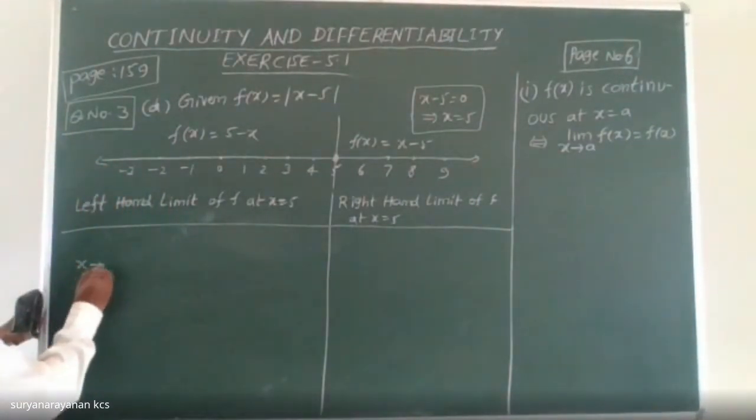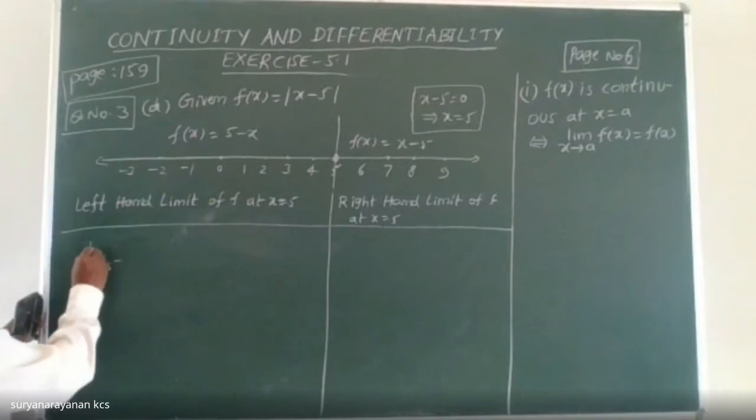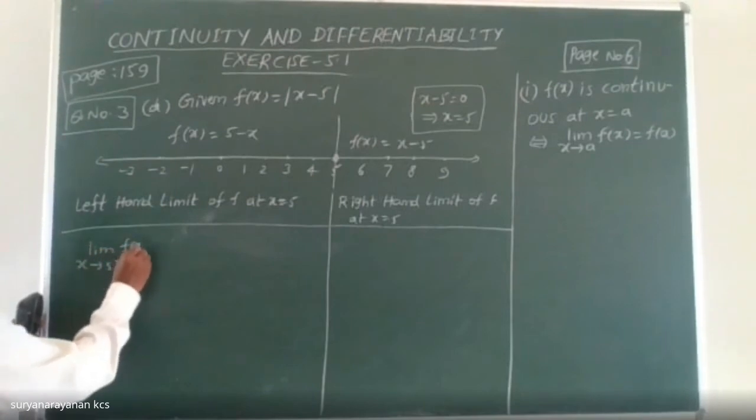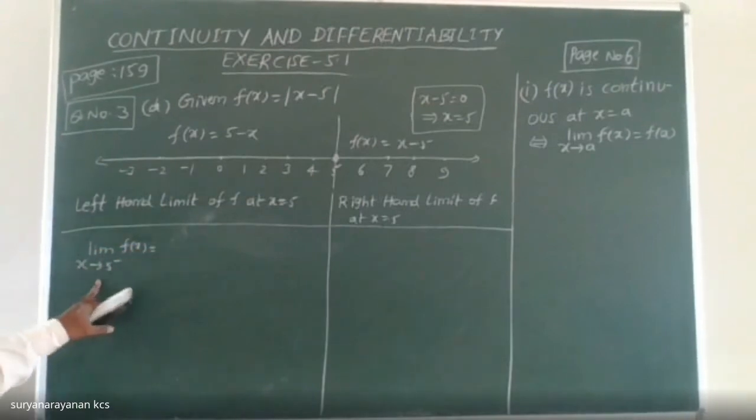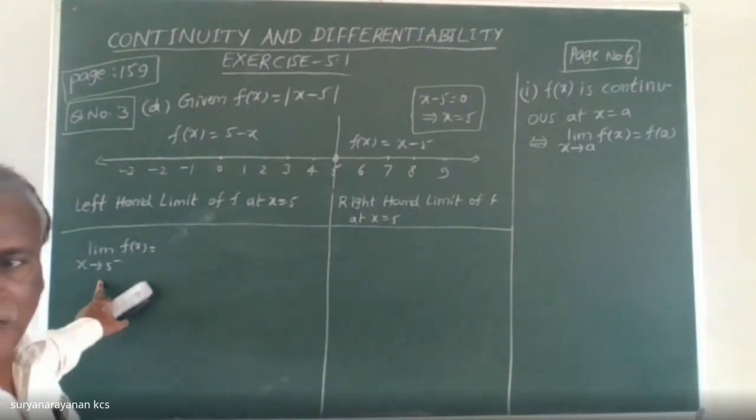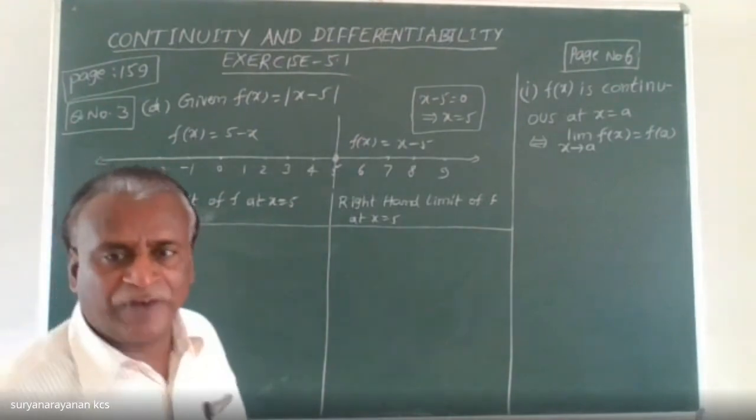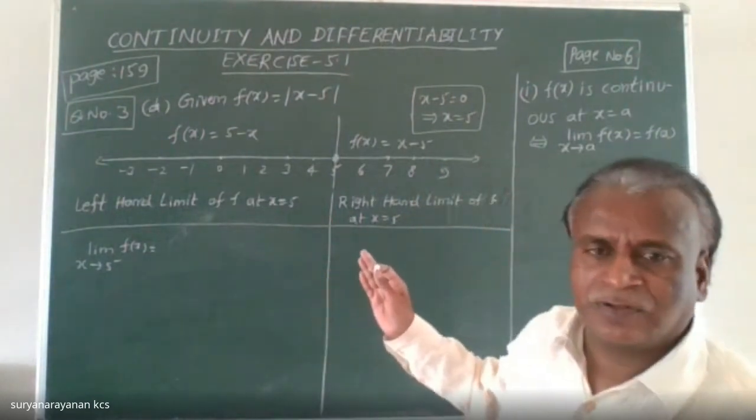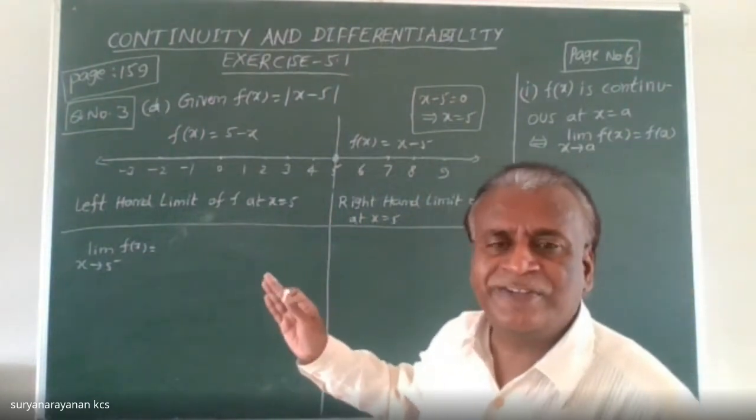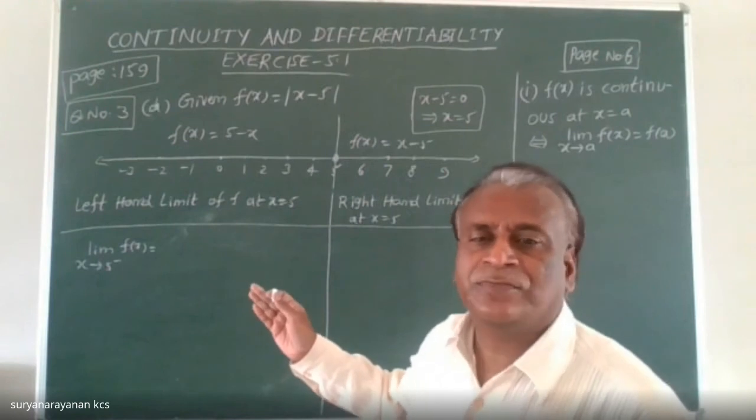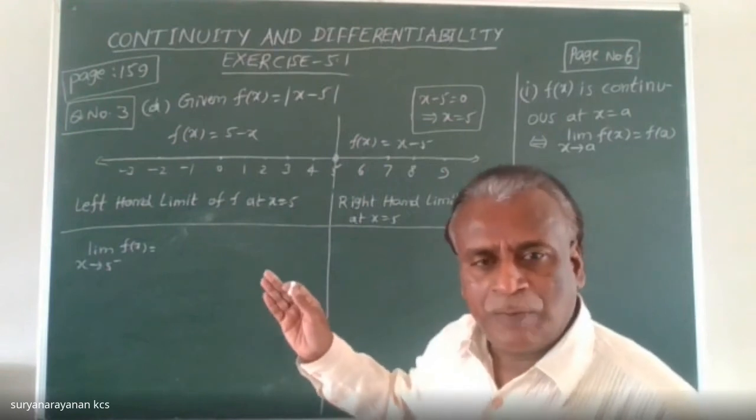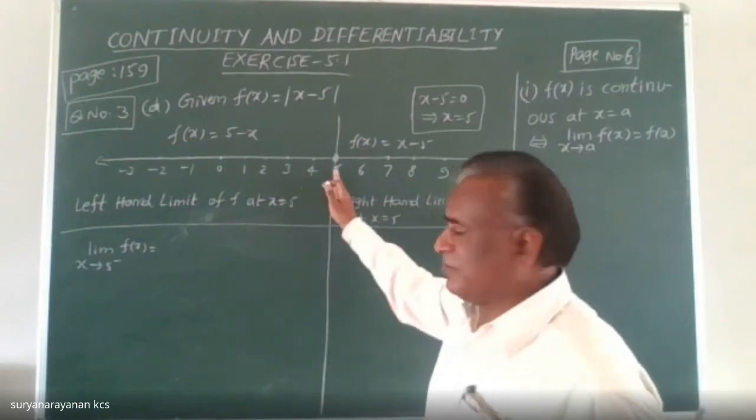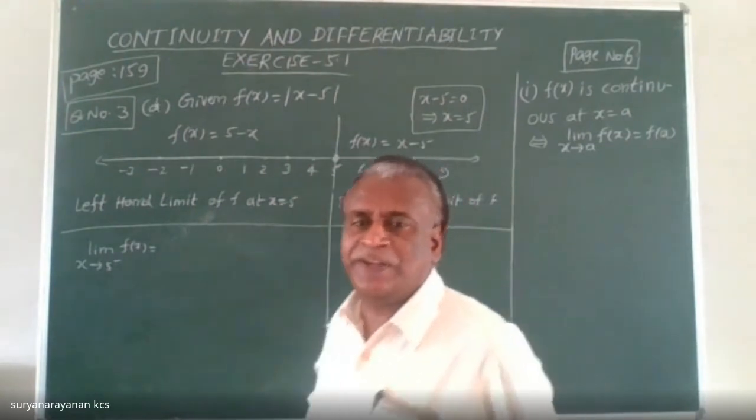So as x tends to 5 minus, limit f of x. This notation denotes the left hand limit of f of x as x tends to 5 from left. Okay, from left it is approaching 5. The x values are approaching 5 from left. That is the meaning it denotes.